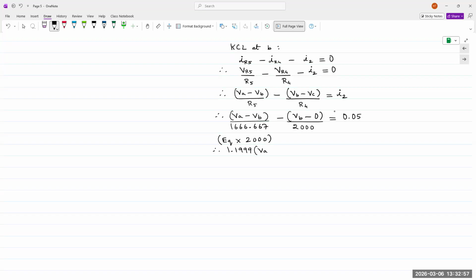1.199 VA minus VB minus VB is equal to 100. Consolidate all variables, and I get the equation with the constant equal to 100.